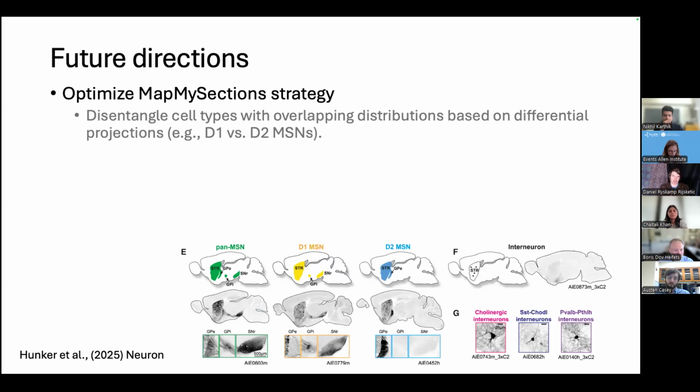For example, D1 medium spiny neurons project to the globus pallidus internal, or the substantia nigra reticulata, whereas D2 MSNs project strongly to the external part of the globus pallidus. And so we can look at the fluorescent signal within those known target regions as a way to refine the proportions further. It's a little bit more challenging for sparse interneuron types, but there may be ways to address this as well, like by looking at cell density.